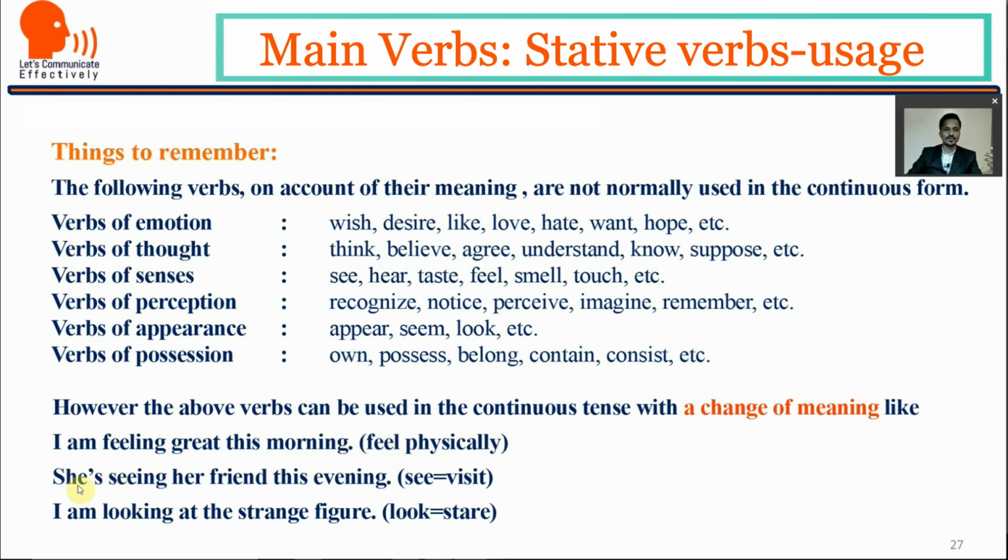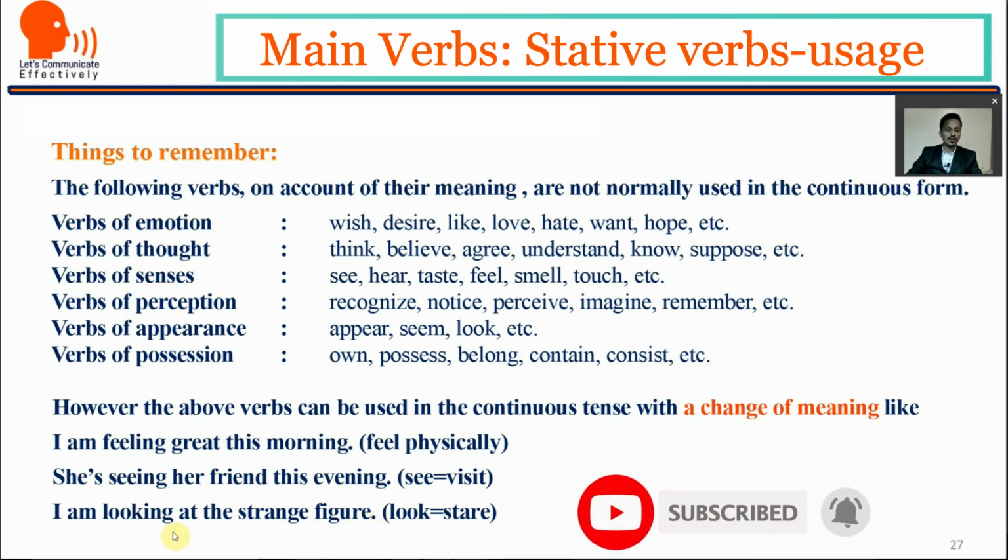Physically, you are talking. She's seeing her friend this evening. So here see is used for visit. So she's visiting, instead of that she is seeing her friend. This is okay because here it is not a sense. It is not a verb of sense, right? I'm looking at the strange figure. So here look is stare, right? You are staring at someone, then you can say I'm looking at the strange figure.